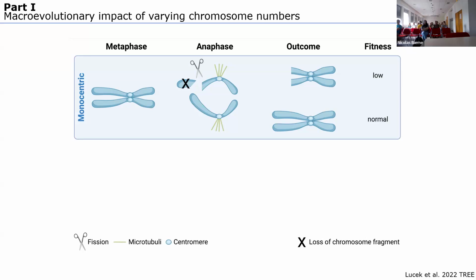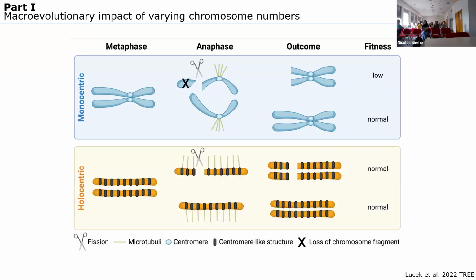However, more than 10% of the extant eukaryotic diversity doesn't have monocentric chromosomes. They have so-called polycentric chromosomes. So holocentric chromosomes have small centromere-like structures spread across the genome. As a consequence, if you have rearrangements, the rearranged parts don't get lost. So we can imagine that we actually get something out that has a similar fitness as the parental stage.